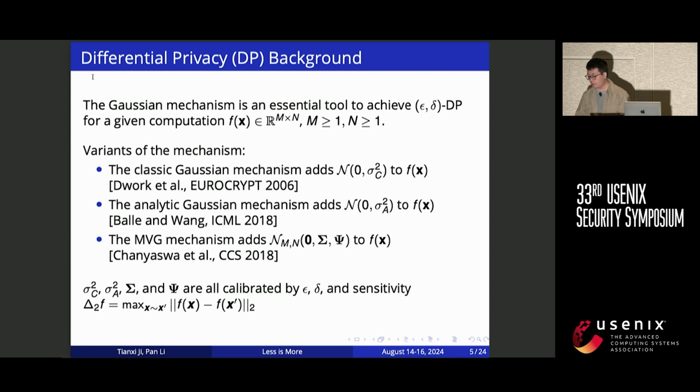In the literature, there are quite a few variants of the Gaussian mechanism. The first one we refer to as the classical Gaussian mechanism, developed by Dwork et al., adds IID Gaussian noise to the elements of the output f(x). There is an analytic Gaussian mechanism that also adds IID noise to the output, but with different variance. There is also a matrix-variate Gaussian mechanism that adds noise from a matrix-valued Gaussian distribution directly to f(x). All the parameters, like the variance or the covariance matrices of the noise, are calibrated by the privacy parameters and the sensitivity.